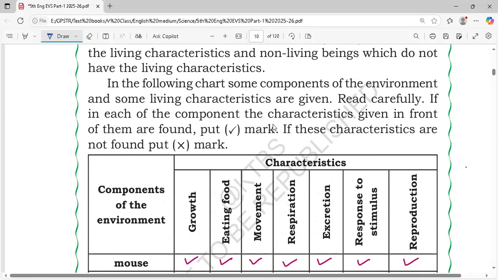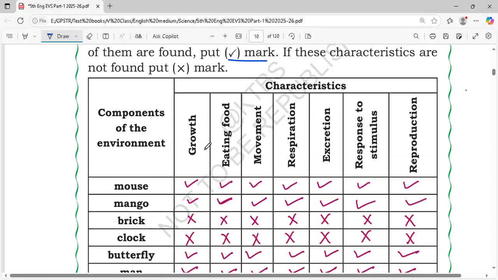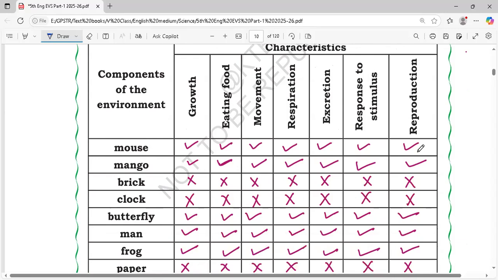Read carefully: if in each of the components the characteristics given in front of them are found, put a right mark. If these characteristics are not found, put a false mark. Here, components of the environment and characteristics: growth, eating food, movement, respiration, excretion, response to stimulus, reproduction are given. First one is mouse.